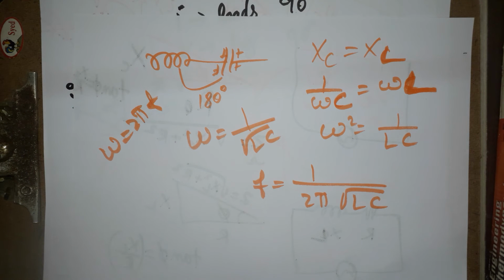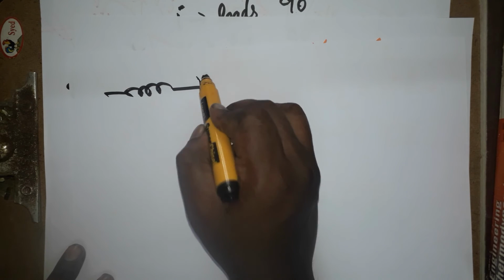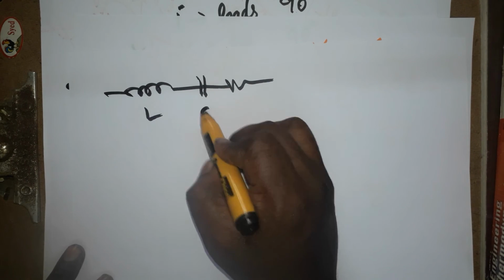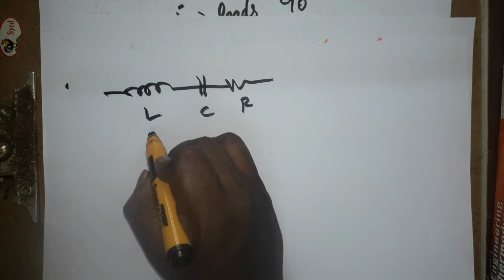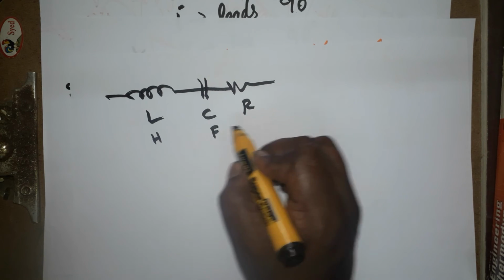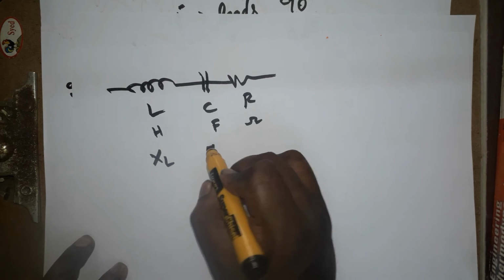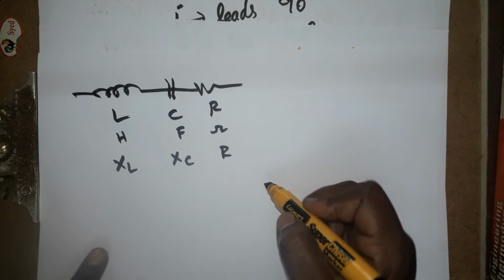Okay, next, the final LCR circuit. LCR together: inductance, capacitance and resistance. The unit will be Henry, Farad, and ohms. So the units are not balanced, so it's going to be XL, XC, R. That combination only you should take.